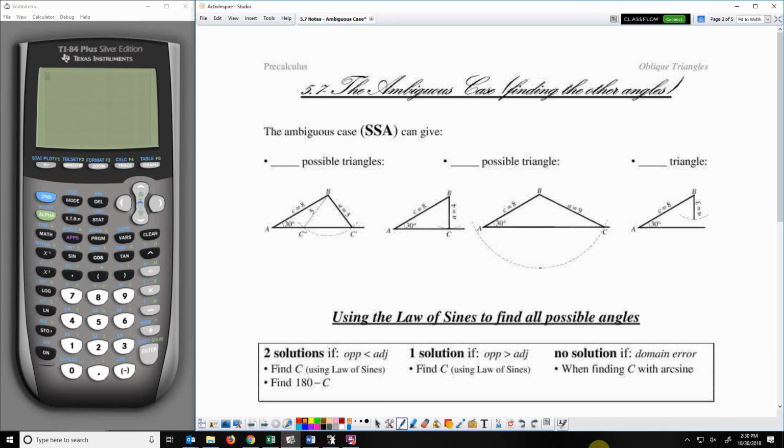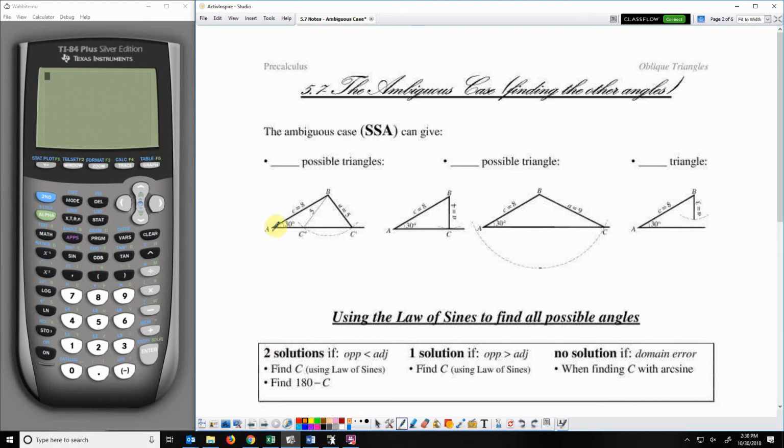Continue talking about the law of sines, and specifically a case where you have two sides and an angle that's not between them. And that's called an ambiguous case because there's a possibility that you have 0, 1, or 2 triangles that you can make out of the two sides and the non-included angle.